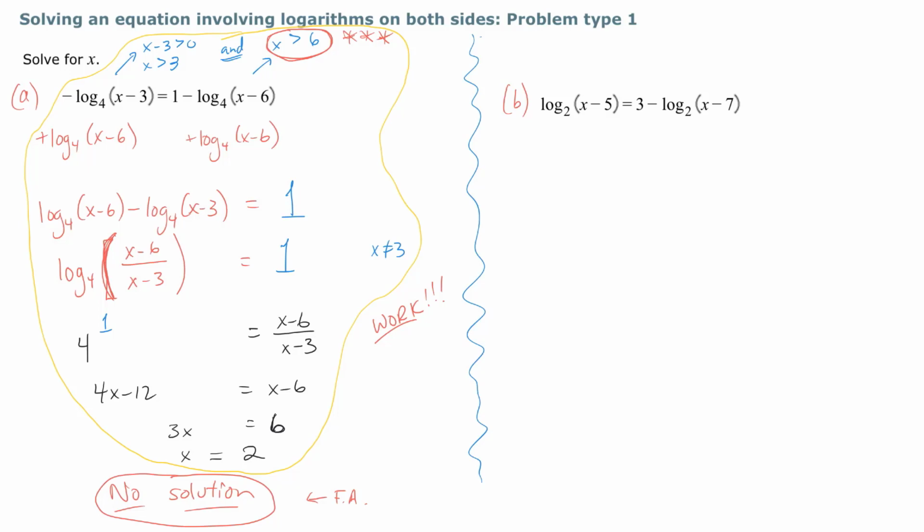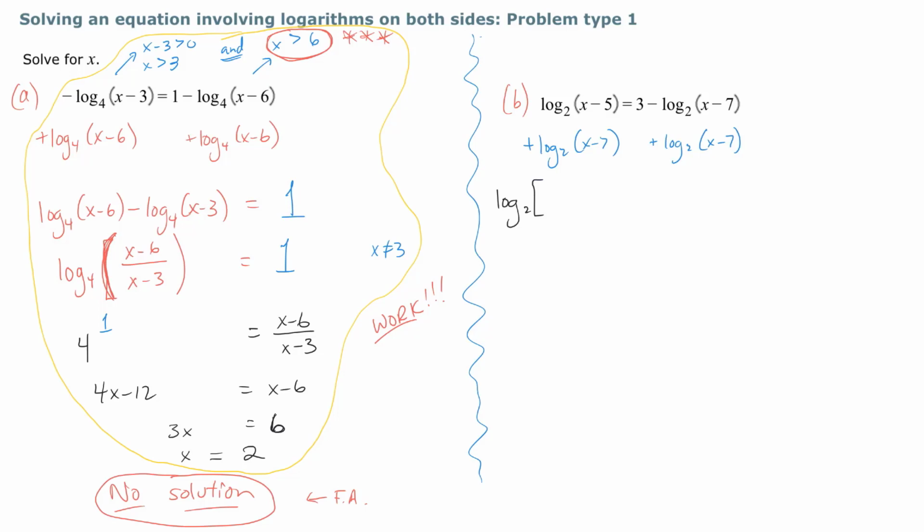Second example. Once again, we would like to isolate the logarithmic function on one side of the equation. We'll start off very, very similar. We're going to add log base 2 of x minus 7 to both sides of the equation. Why do we want to do that? So we get another equation, a new equation, and that new equation is now going to be log base 2 of this.